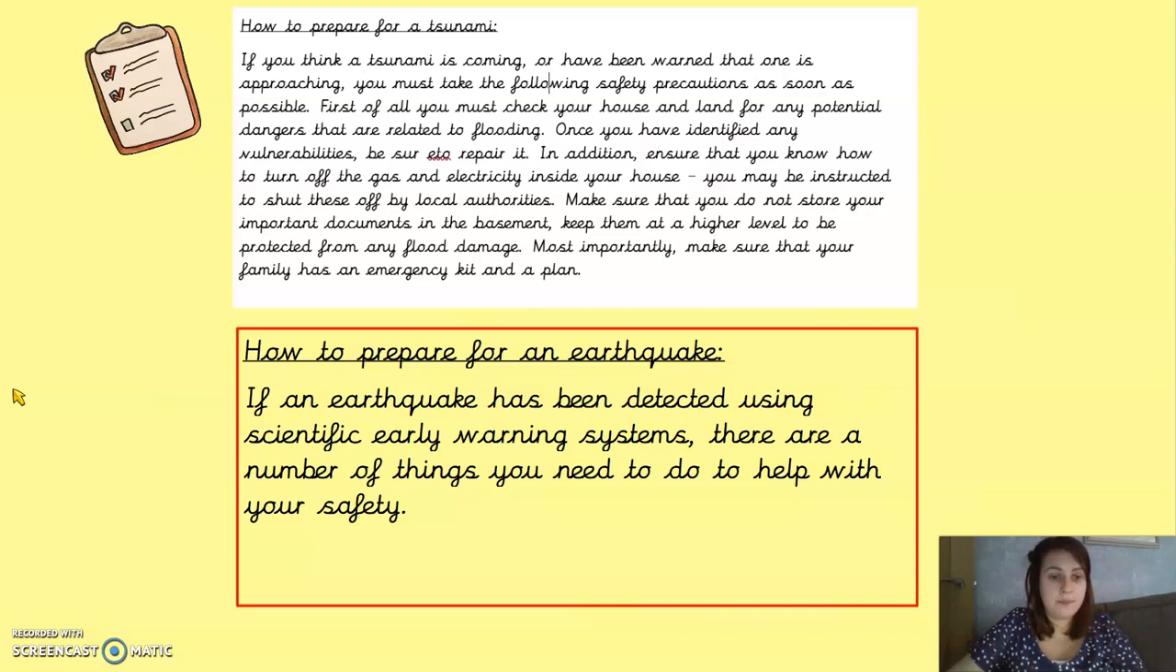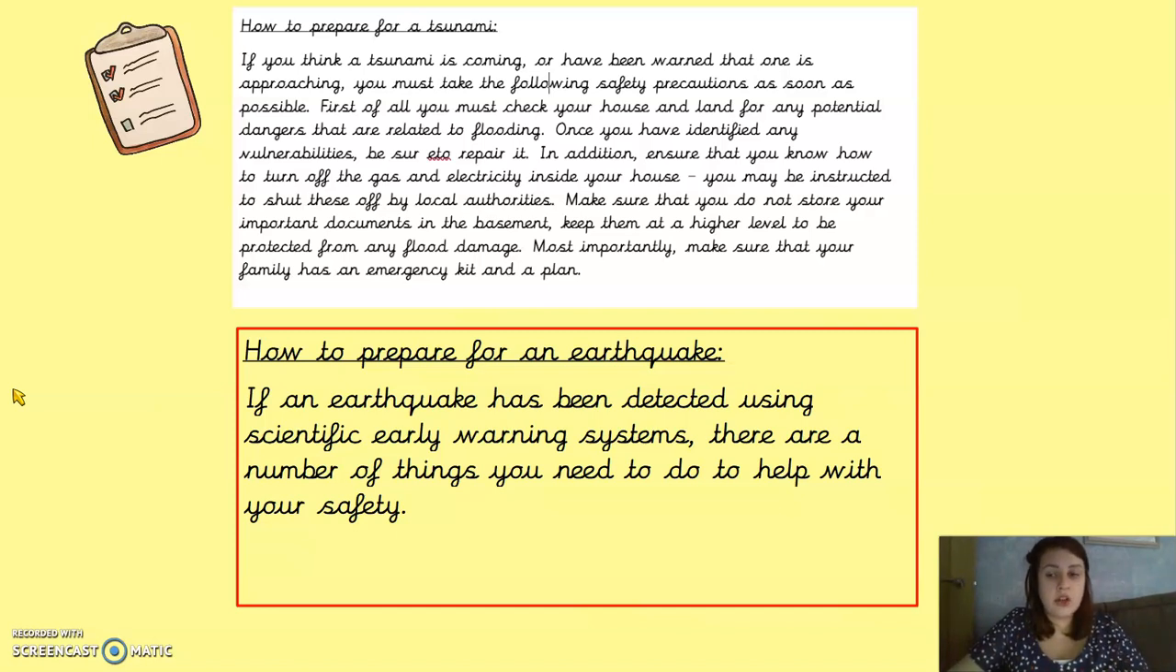Okay, so in this paragraph, we are talking about sort of like a checklist of things to do before the natural disaster hits. So, say on the news, it says that there is an earthquake warning, scientists think that an earthquake is going to happen. These are the things that you need to do to prepare for it. Again, you should have researched this on Monday, or Tuesday. So hopefully you've got some notes on this.